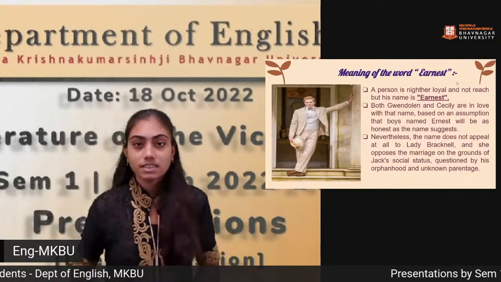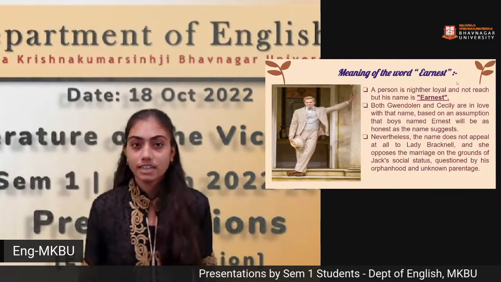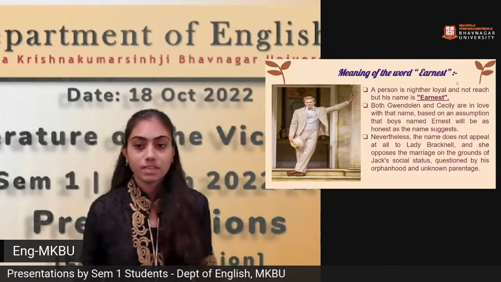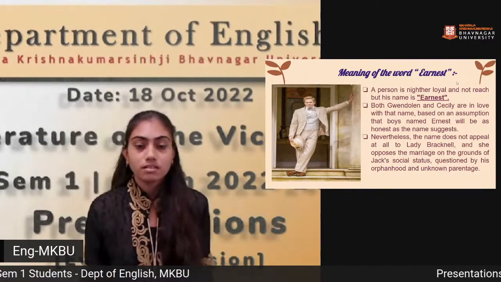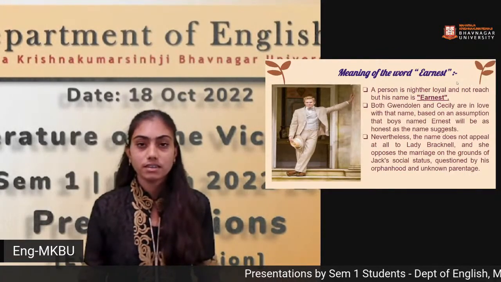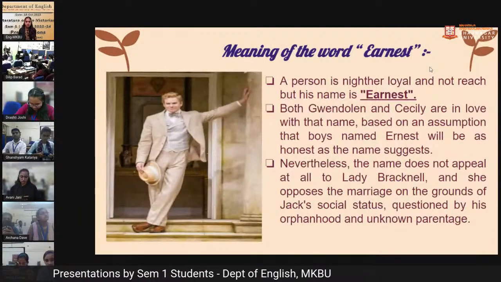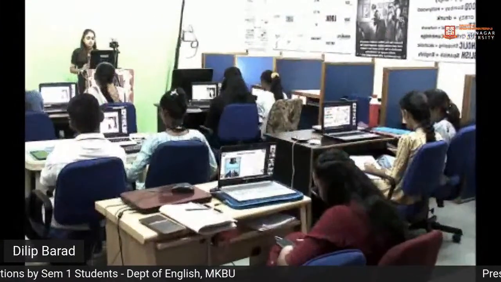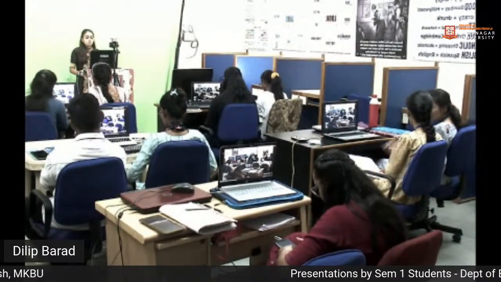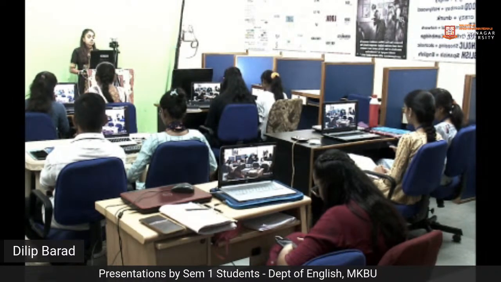This novel is written by Oscar Wilde and published in the year 1899. This work was first performed in the year 1895. It is a two-act play. The genre of the play is comedy of manners, and the meaning of the word earnest.